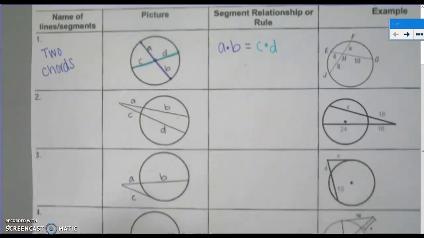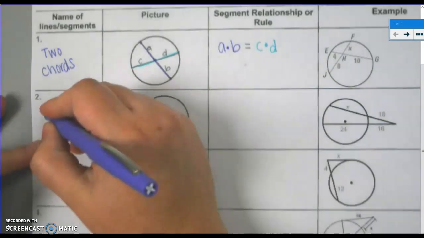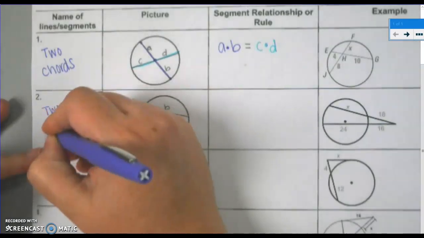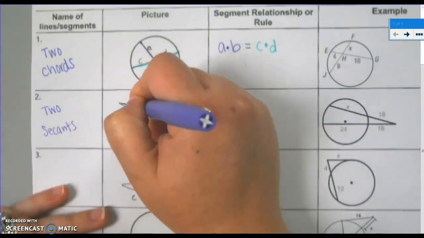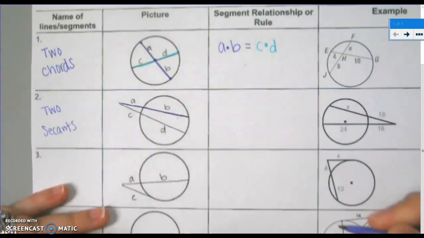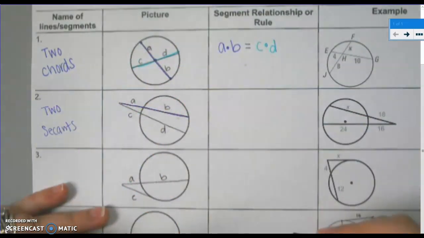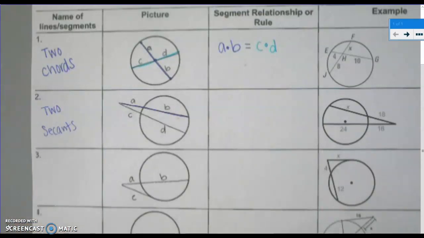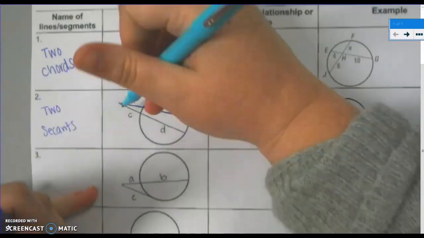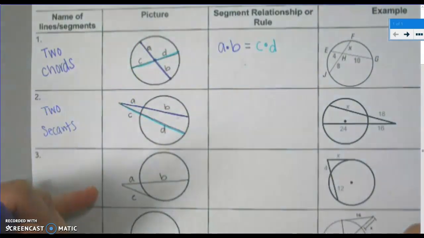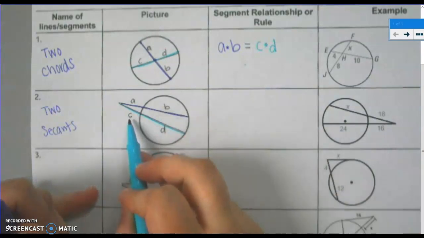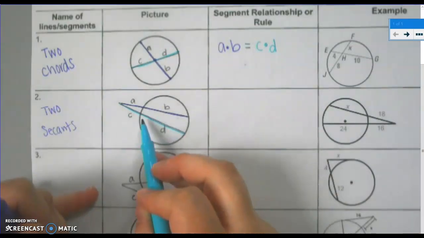All right, number 2, we have two secants. So you can see secant number 1 has part of that secant is outside of the circle, that's A. The other part is inside the circle, and that's B. Here's my other secant. So again, I have A is the part outside the circle, or sorry, C is the part on the outside. D is just actually that chord that's on the inside.